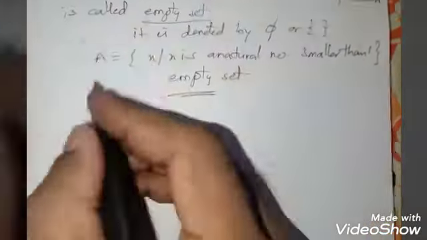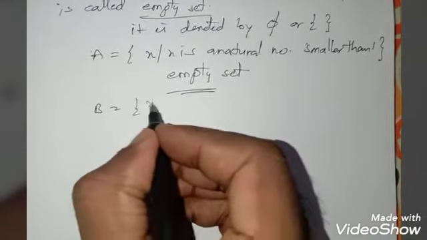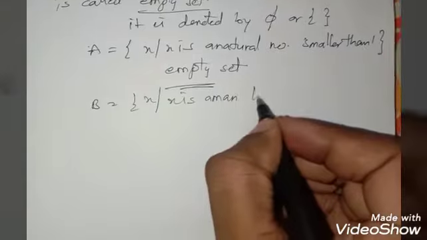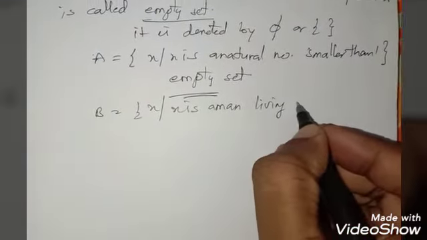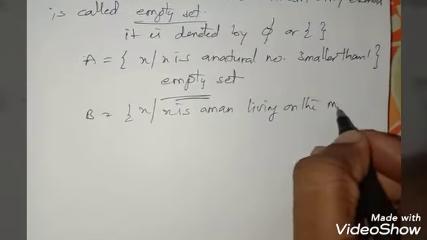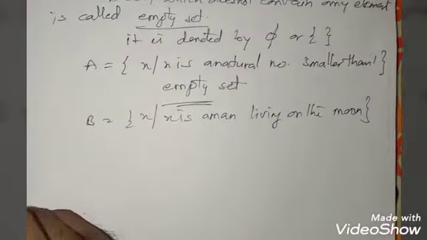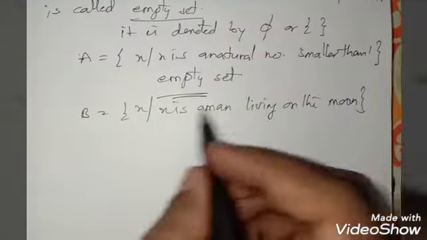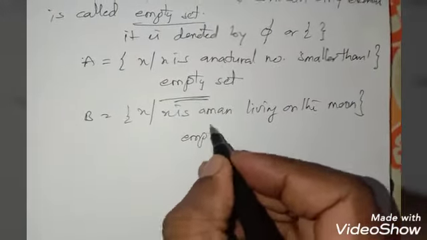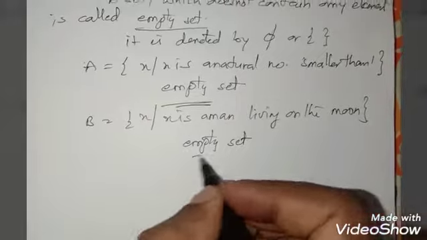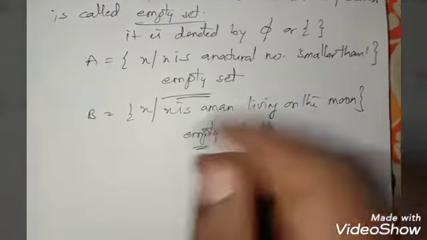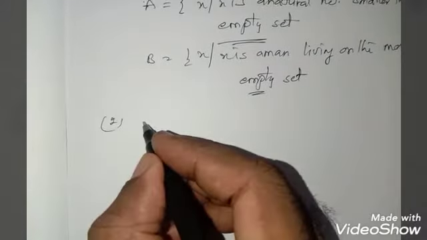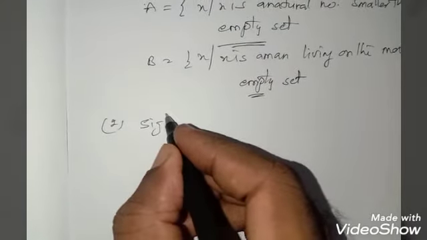Right, now if I take the next example, x such that x is a man living on the moon. Is any man living on the moon? No, that's why it is an empty set. Right, so like this we identify what is an empty set, what is a null set, and what is a void set.